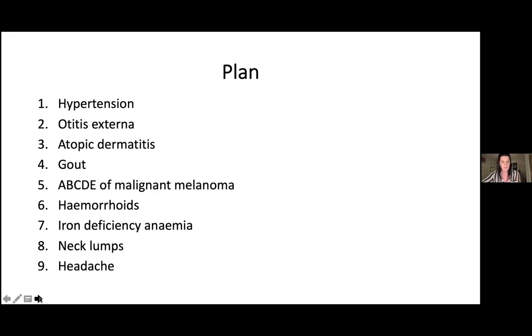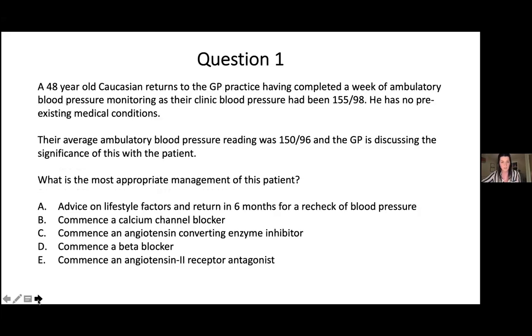The format's going to be, I'm going to ask you a question. I'm going to give you 60 seconds to read the question, and a poll will pop up and you should be able to submit an answer. Then we'll talk through the question, the correct answer, and the other answers and why they are not correct. So let's dive straight in with the first question. You will have 60 seconds to read this question and pop an answer in the poll.